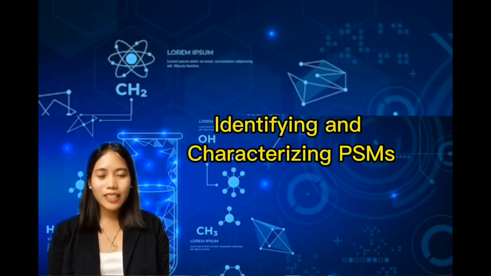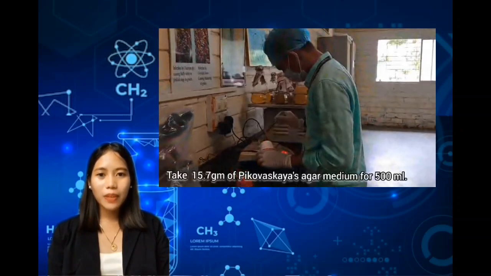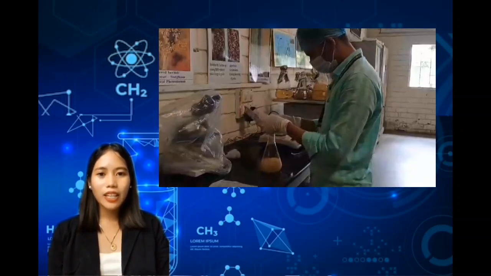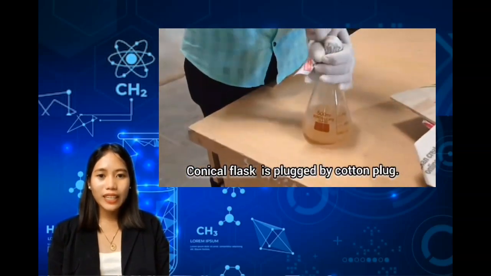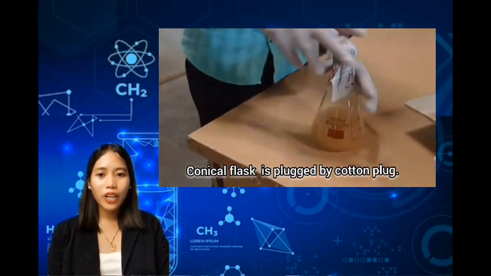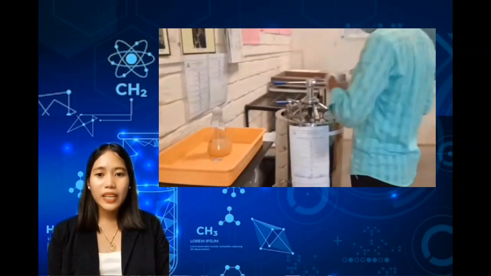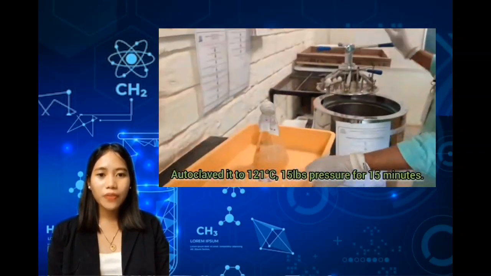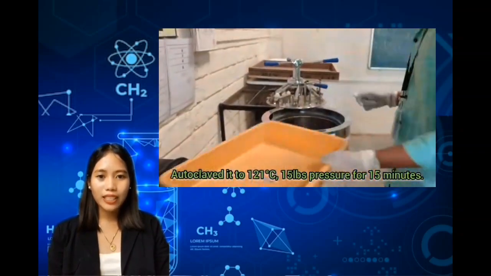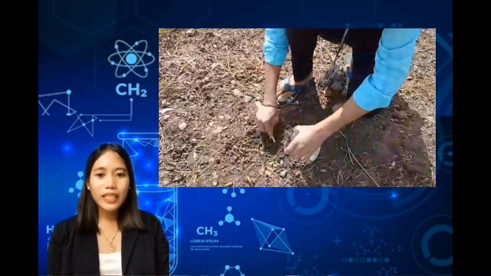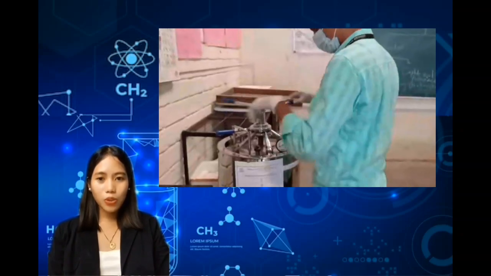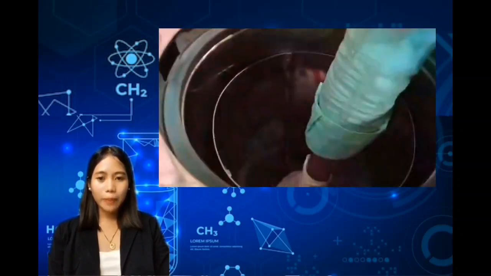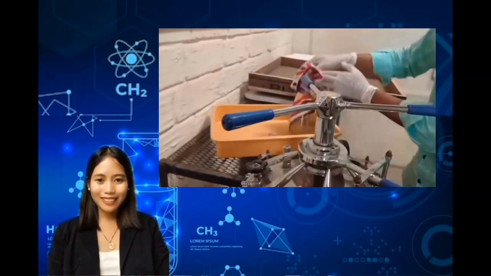Identifying and characterizing PSMs. The first step in utilizing PSMs is identifying and characterizing them. This involves isolation and screening. Researchers use various techniques to isolate PSMs from soil samples. This often involves culturing microorganisms on media containing insoluble phosphate sources. PSMs are identified based on their ability to form clear zones around their colonies, indicating phosphate solubilization.